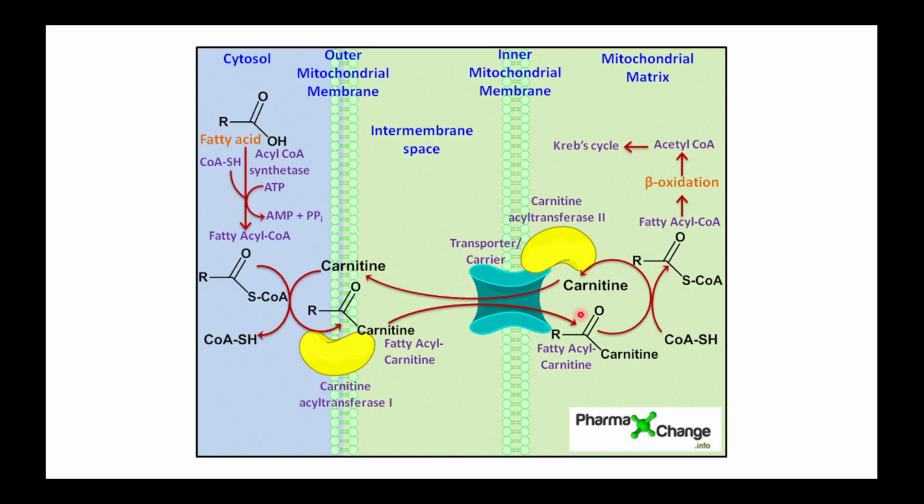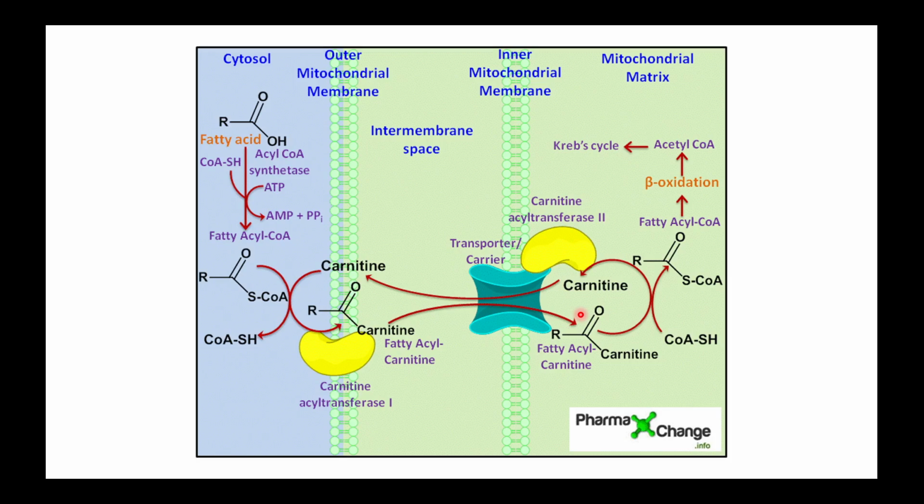Here, along with the free carnitine, what we are getting? We are getting fatty acyl coenzyme A that can enter the beta oxidation. So all the enzymes of beta oxidation are present in the mitochondrial matrix. So once fatty acyl coenzyme A is present, all the enzymes can get activated, and they will be converting the fatty acyl coenzyme A into acetyl coenzyme A that can enter the TCA cycle.